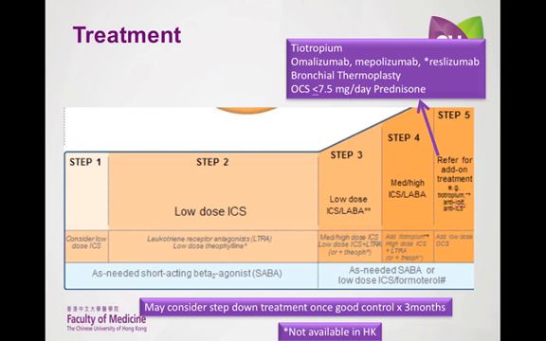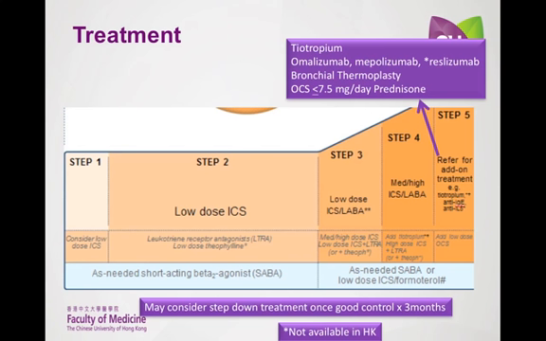If treatment does not adequately control symptoms, then therapy should be stepped up, or if the patient has good control for at least 3 months, you can also consider stepping down, as the goal is to use as little drug as possible while maintaining control of asthma symptoms.